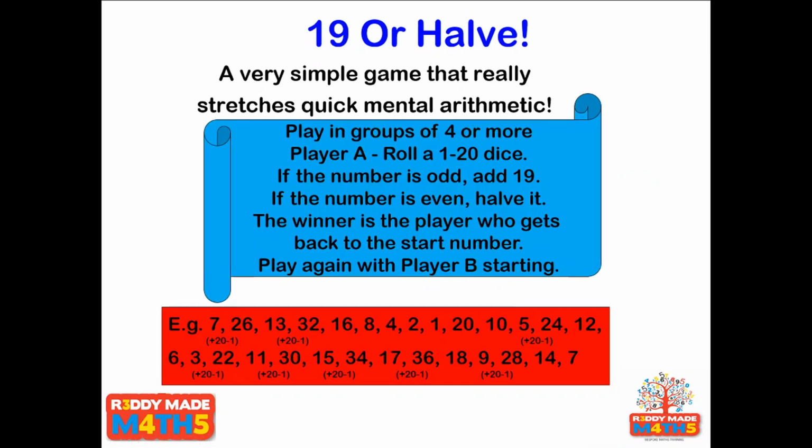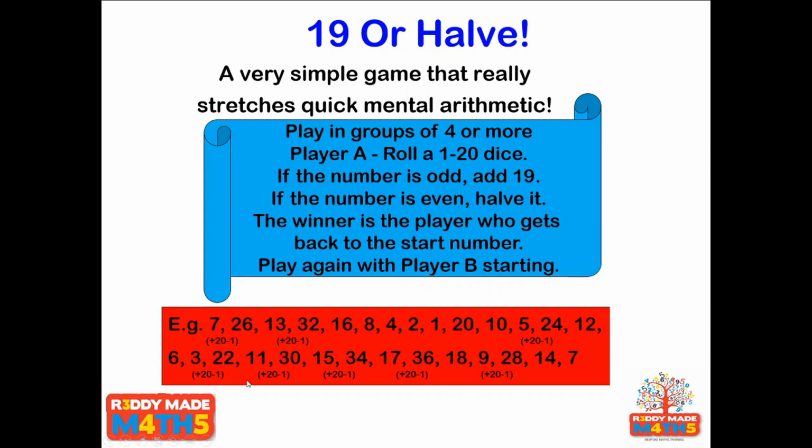Here we can see the more complicated game, the 19 or half, and you can see how many more numbers there are, even starting off with a 20-sided dice. Again, try to show underneath when you would employ the strategy of adding 20 and subtracting 1. There are a couple of examples where you may just do it a different way. Down here, for example, when you eventually get to number 3, you could just go 19 add 3 is 22.